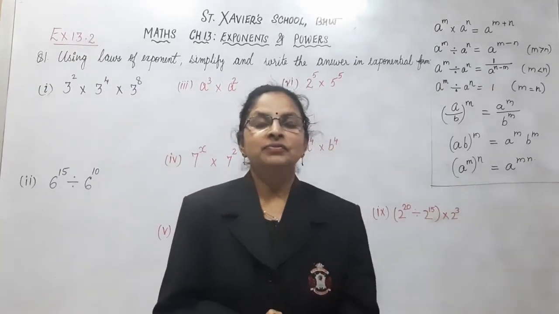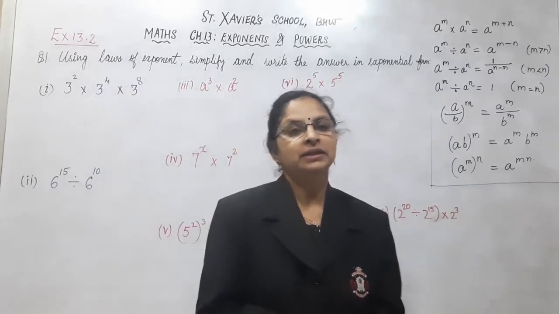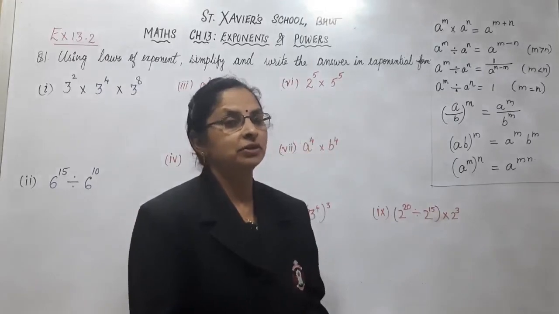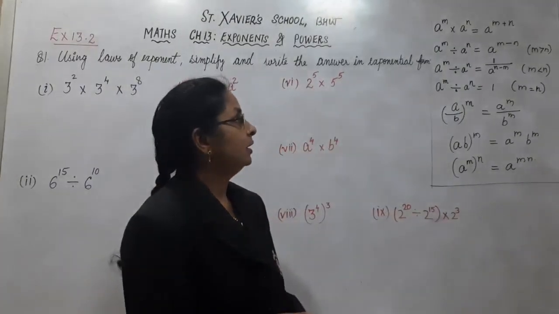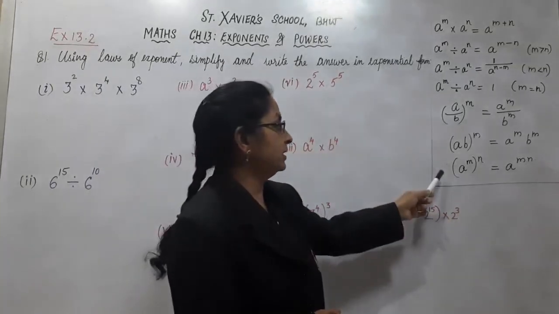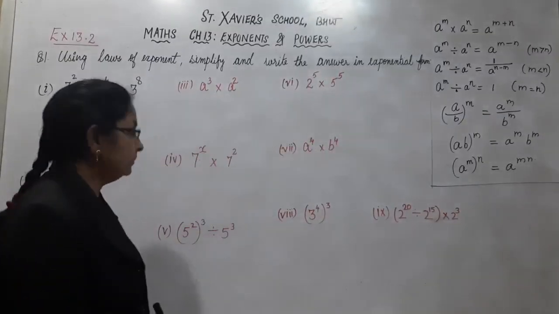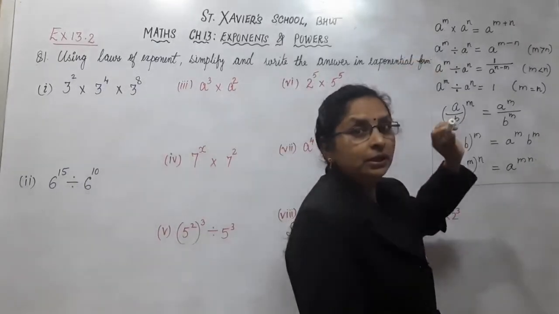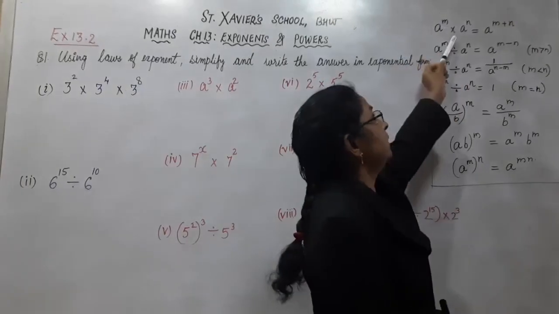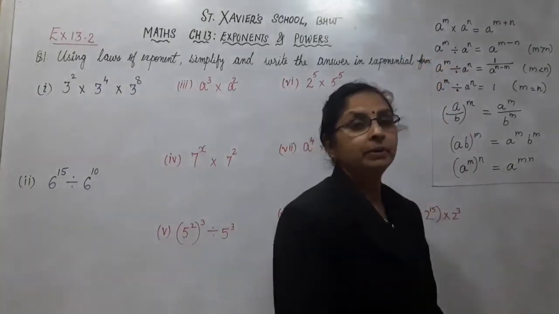In the previous class, we have learned the rules of addition, multiplication and division of exponents. That is, all the rules I have written, copied once again here. For any non-zero integer a, a raised to m into a raised to n is equal to a raised to m plus n.